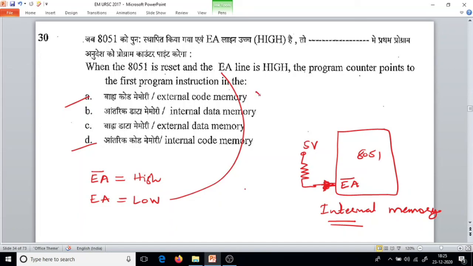option A, external code memory. Why is it external code memory? Because EA, he is telling us low. No. EA is telling us high. He is telling EA line. What is the question? EA equal to high. That means EA bar equal to low. But in our normal circuit, we will connect EA bar to high. Then only it will go to the internal code memory first. So option A is the right answer.